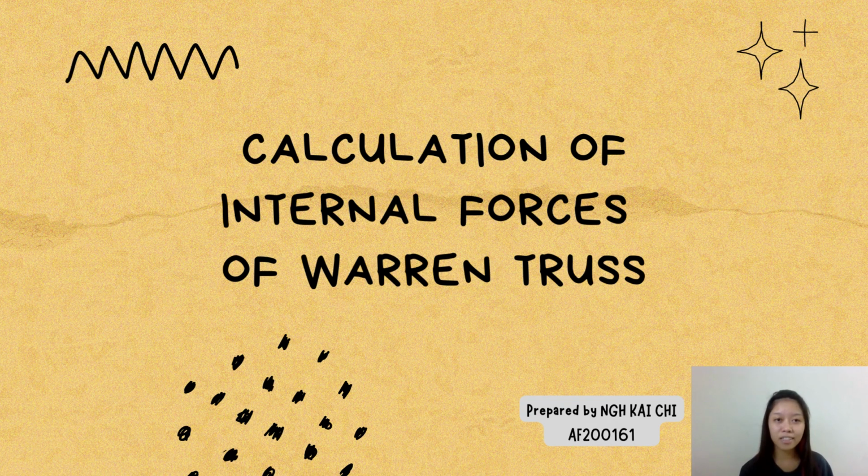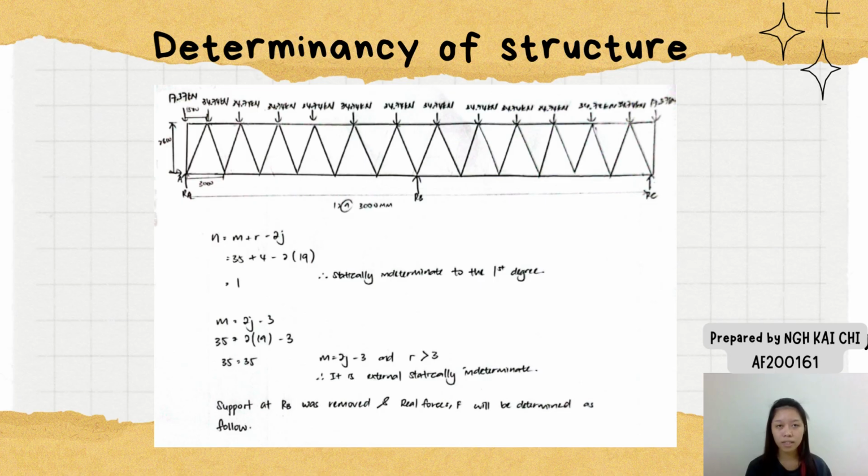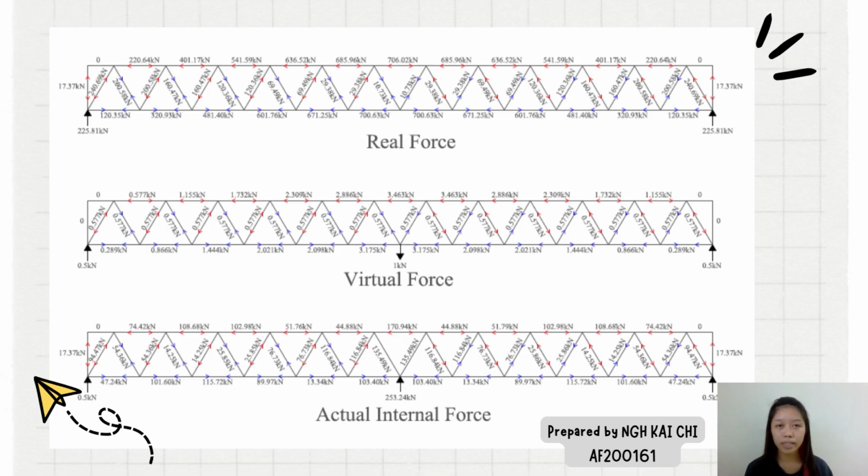And now it's my turn to continue with the calculation of internal force of the Warren truss. At first, we calculate the determinacy of the structure, and based on the calculation, we know that the support RB was removed and the real force will be determined on the next page. Next we get the real force by using the joint method, and the virtual force by using the joint method also. Then we can calculate the actual internal force based on the calculation of real force and virtual force.